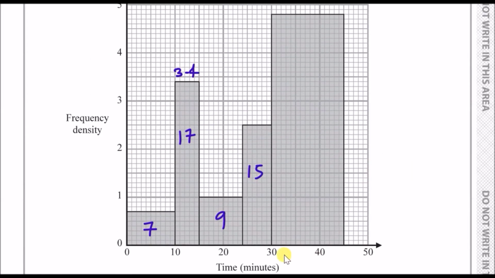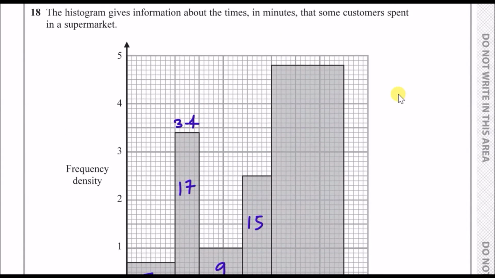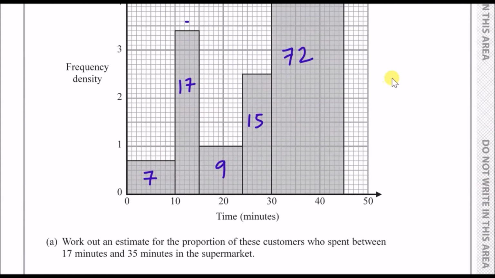And for the last one, we've got a width from 30 all the way to 45, yeah? So this is 15 times 4.8, and 15 times 4.8 gives us 72. Okay, so now looking at all these figures, we can see that the total frequency, so the area of all the blocks, if you add them all up, should give us a total of 120 customers, yeah? So that's how many people are here.